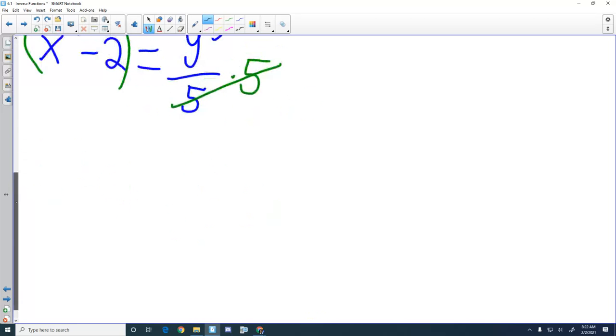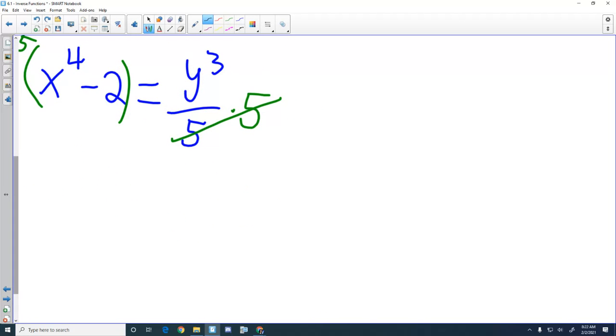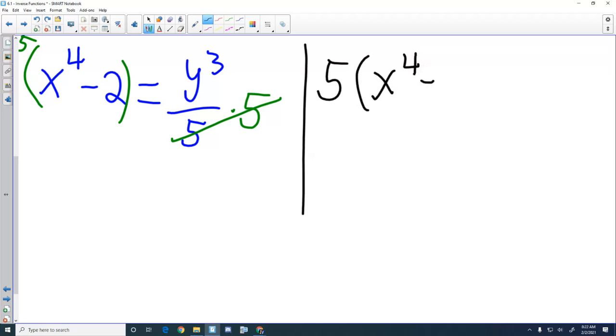Too far. And we'd be left with 5 times x to the 4th minus 2 equals y cubed. By the way, if you were to distribute that 5 inside the parentheses, that's totally okay. So if you have 5x to the 4th minus 10, same thing. It'd be an easy multiplication to do.